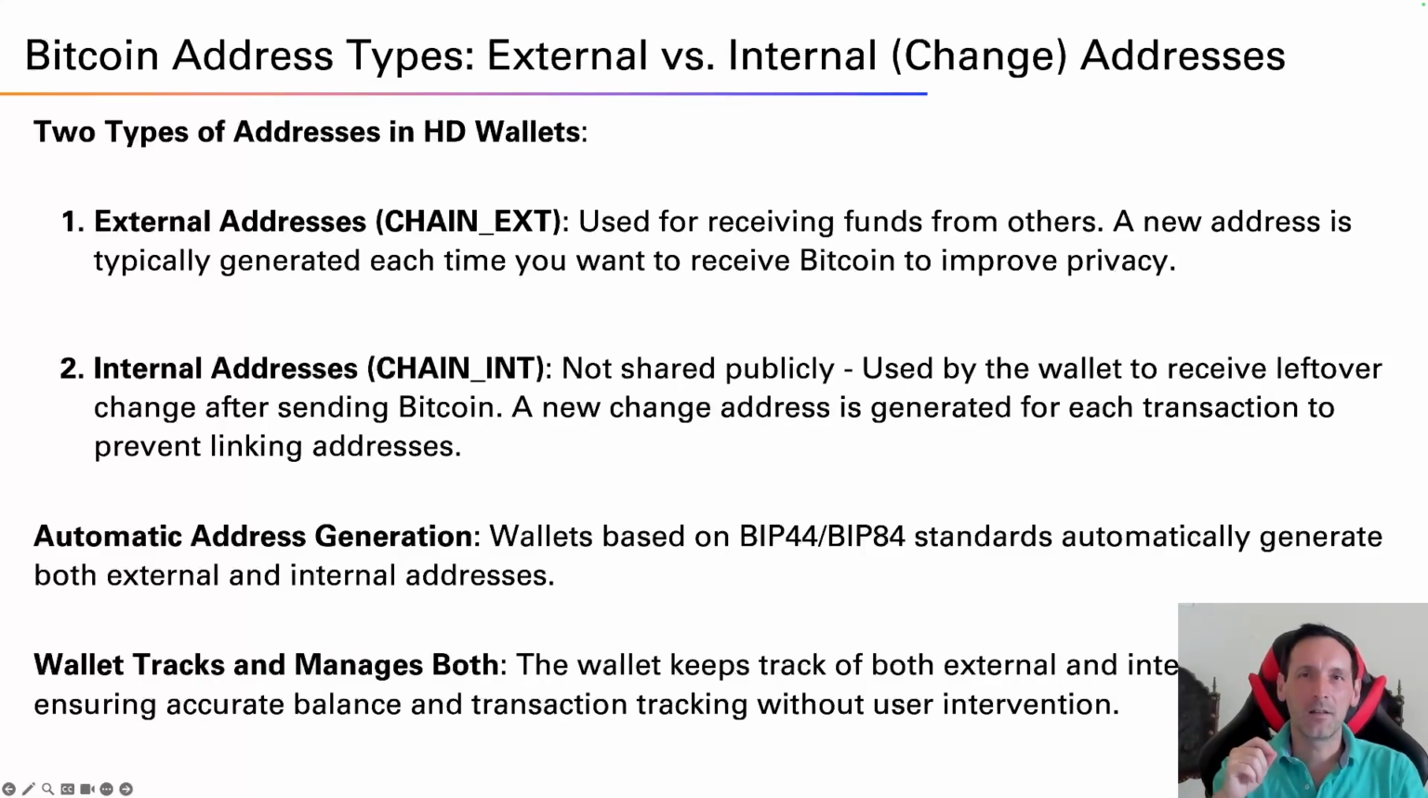So when this happens, it's not like the UTXO is updated to reduce the balance of Bitcoin in that UTXO. What does happen is the UTXO is marked as spent, and if there is leftover, the wallet creates a new address in this chain int, which is a new address that will get the leftover Bitcoin, and the wallet puts it there. All of this is done behind the scenes. It's transparent for the user, but this is how it works.